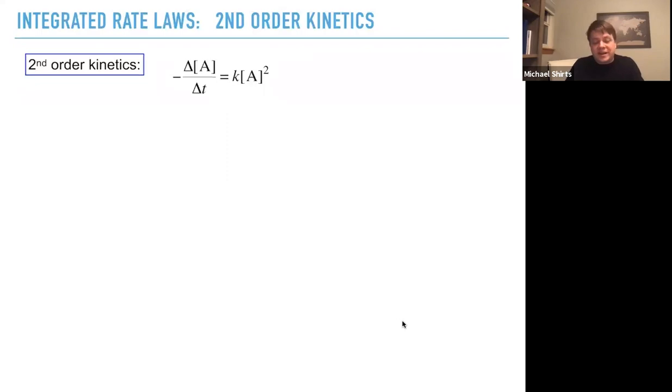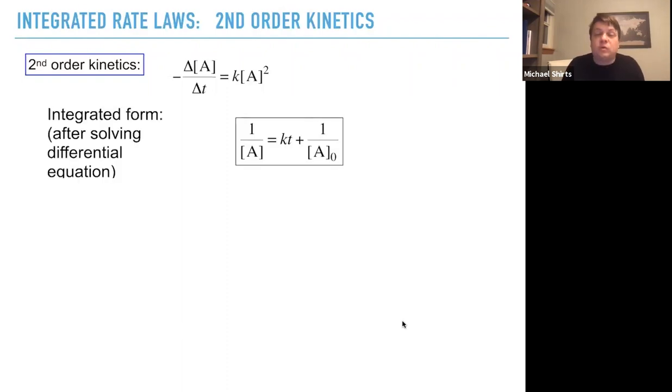So for second order kinetics, we get that the rate of disappearance of A, dA/dt, is equal to the rate constant times A squared. That is again a differential equation. You're trying to find a function where this relationship is true at every point along the function. We will not, again, solve it. This is not a differential equations class, but what you get out is that 1 over the concentration, which is a function of time, is equal to kt plus 1 over the initial concentration.